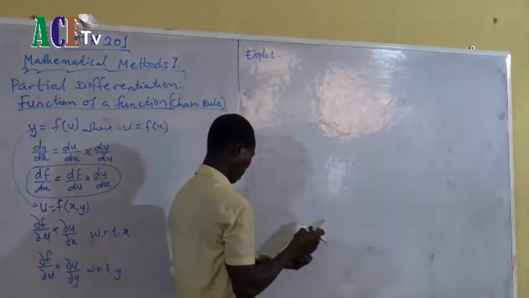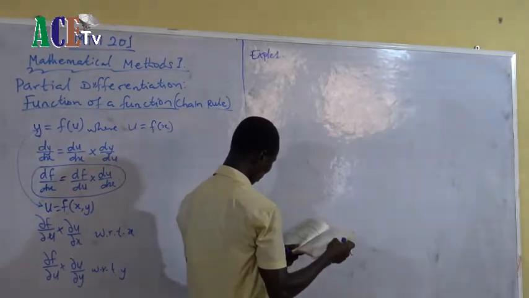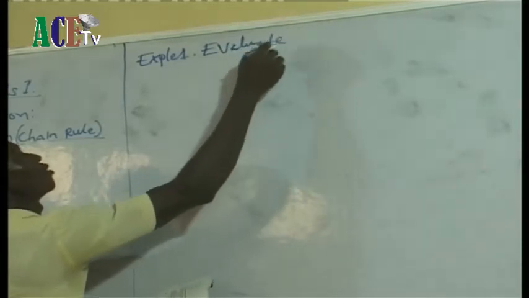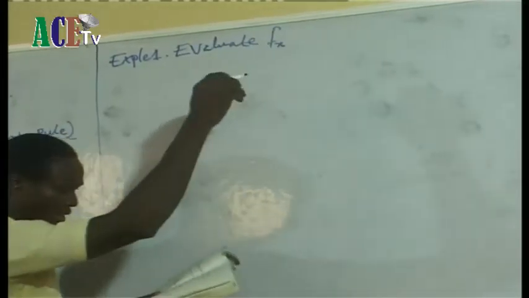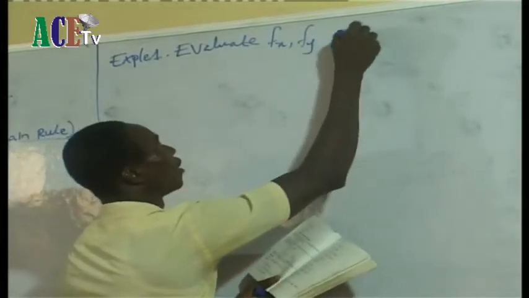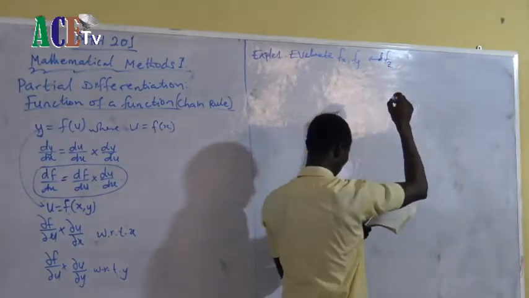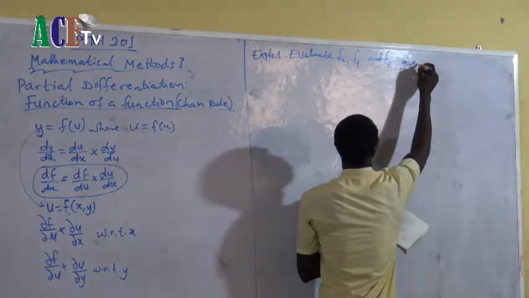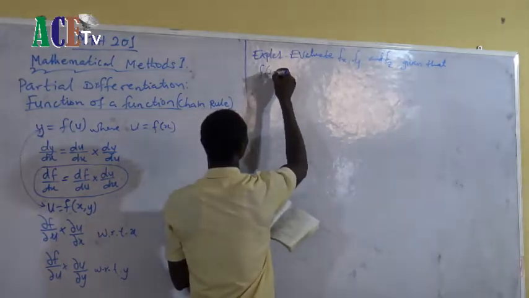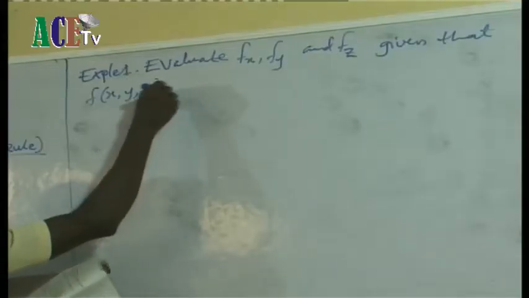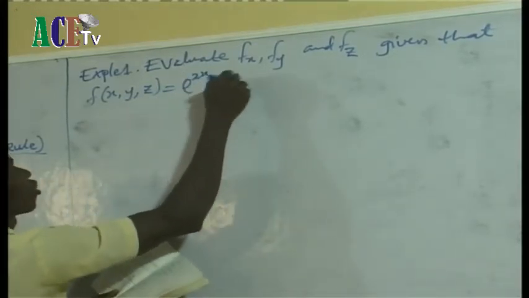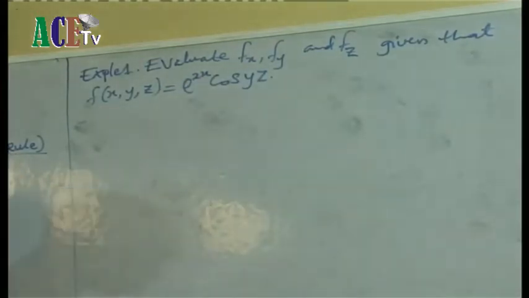Example one. It's going to say evaluate f of x, f of y, and f of z, given that f of x, y, z is equal to exponential 2x cos yz.